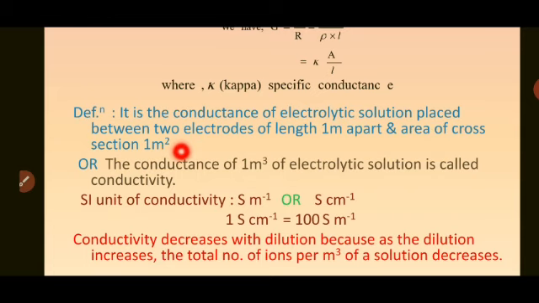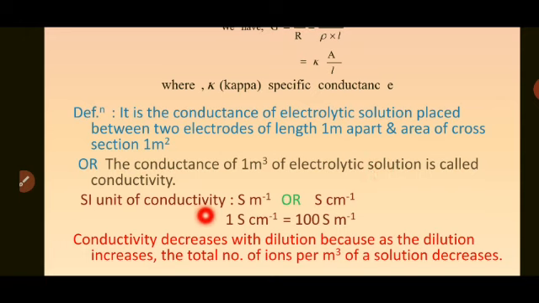Please go through the two definitions of resistivity and conductivity. In resistivity, the word used is resistance, and in conductivity, the word used is conductance. One more definition we can give directly is the conductance of 1 meter cube of electrolytic solution. Now what is 1 meter cube? Length 1 meter and area of cross section 1 square meter. Both are multiplied, so 1 meter cube of electrolytic solution is called conductivity.